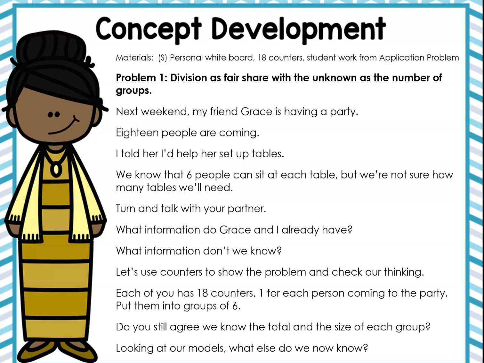Okay, we know that 18 people are coming, and we also know that 6 people can sit at each table. That's what we know. What information don't we know? What are we trying to solve? Okay, we're trying to find out how many tables we'll need. That's what we're trying to solve.